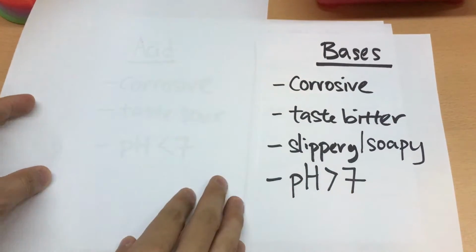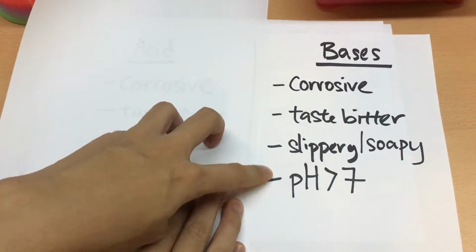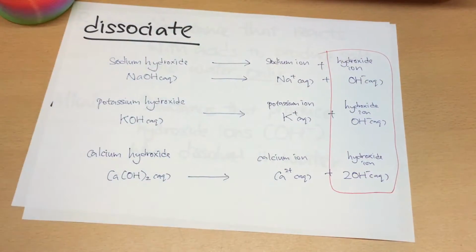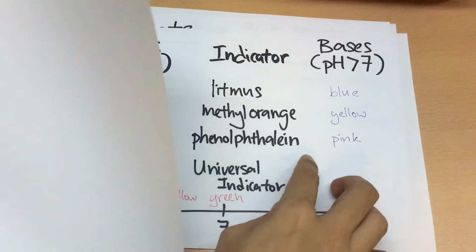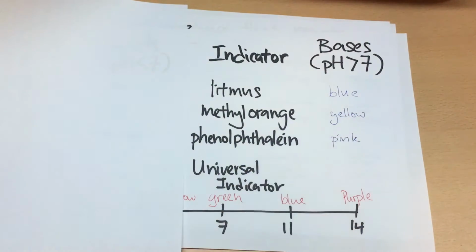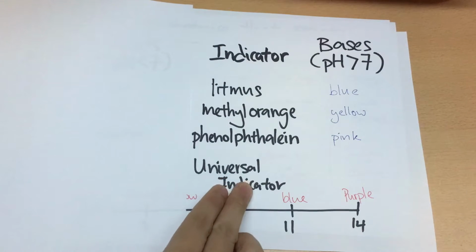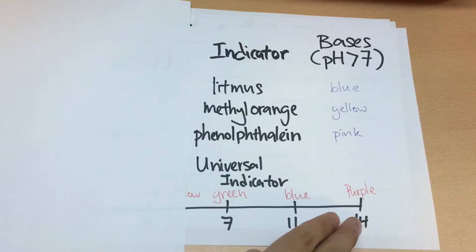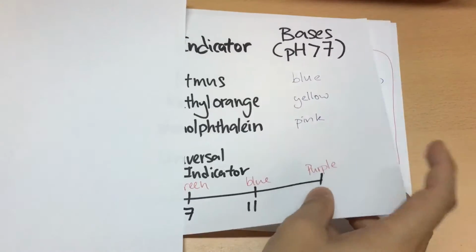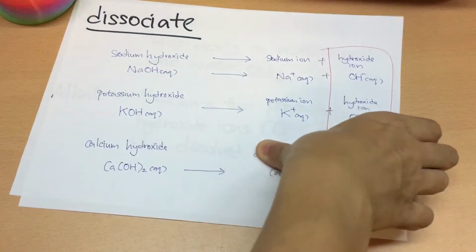Bases feel slippery or soapy, taste bitter, are corrosive, and have pH values above 7. Bases turn litmus paper blue, turn methyl orange yellow, and phenolphthalein pink. Strong bases turn universal indicator purple or blue, while weaker bases turn universal indicator dark green and blue.